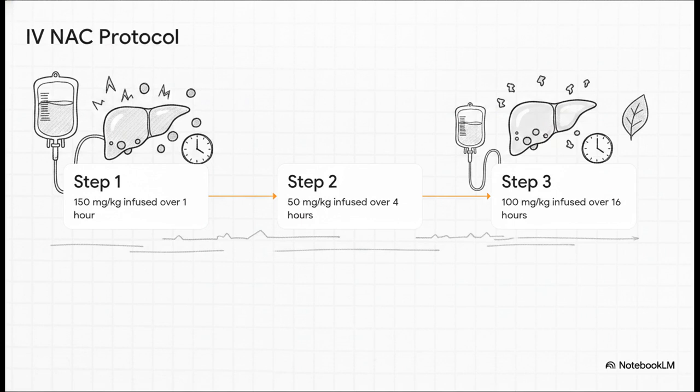more hepatocytes die. Following that initial stabilization, 2 successive maintenance doses are given over the next 20 hours. This prolonged exposure ensures a steady, continuous supply of sulfhydryl donors, giving the liver the sustained support it absolutely needs to completely clear the remaining toxins and begin cellular repair.